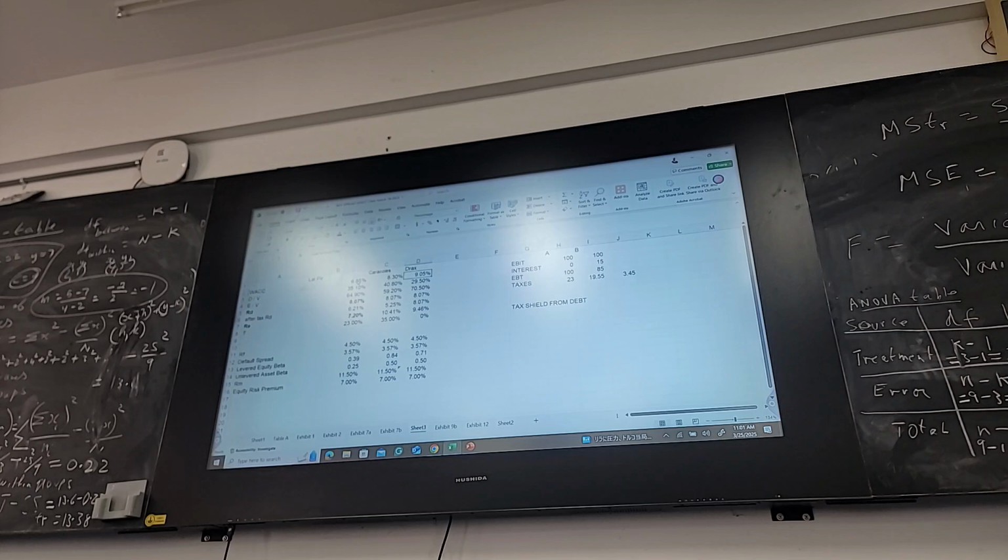What about the cost of equity? Any differences between the two projects? How do we compare the cost of equity of the two projects and why?